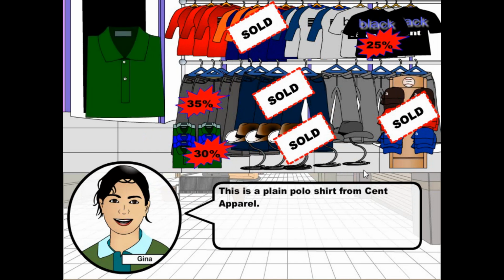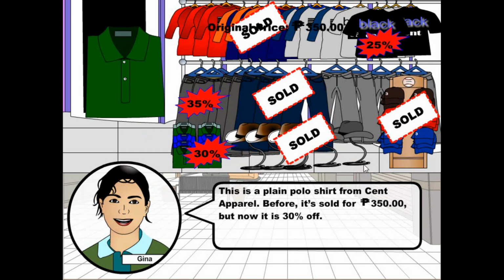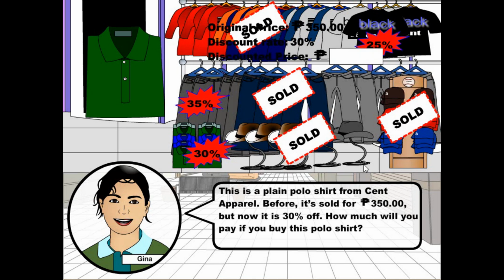This is a plain polo shirt from Scent Apparel. Before, it sold for 350 pesos, but now it is 30% off. How much will you pay if you buy this polo shirt?